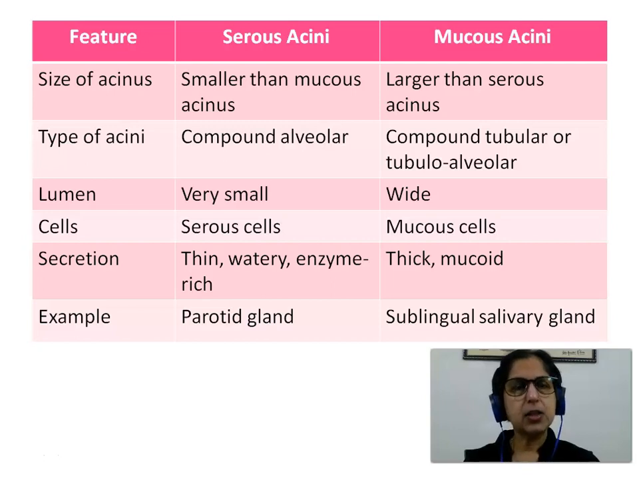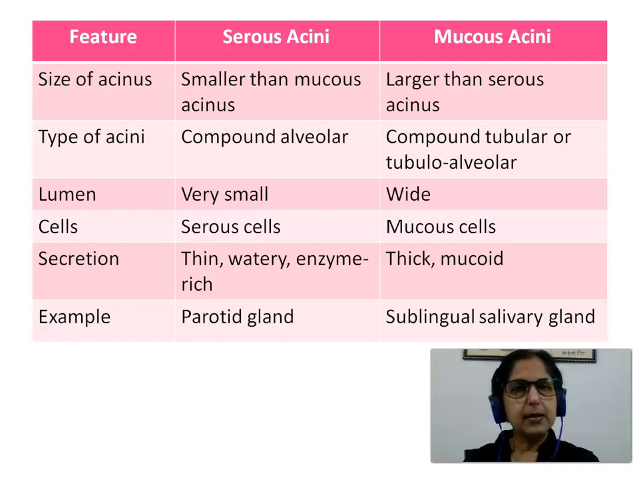With regards to the size of the acinus, serous acini are smaller as compared to the mucous acini, while mucous acinus is larger as compared to serous acinus. Type of acini. Serous acini are compound alveolar type. Mucous acini are compound tubular or compound tubulo-alveolar type. The lumen is very small or hardly appreciated in the serous acinus. Mucous acinus has a wide, well-defined lumen.